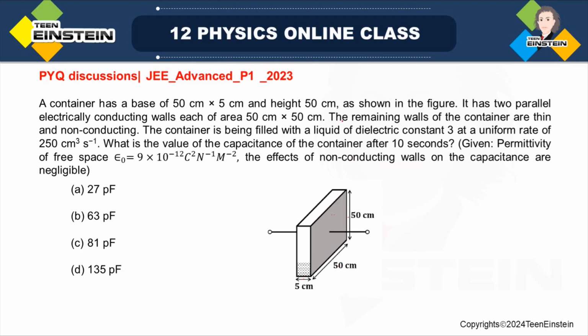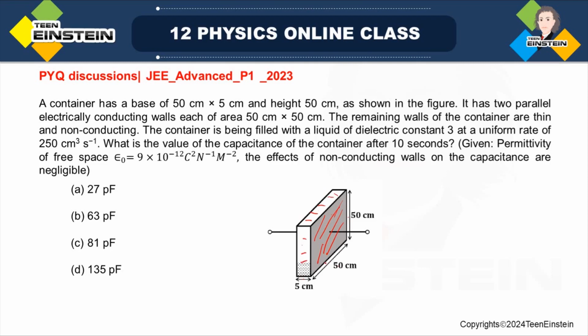It is also said that it has two parallel electrically conducting walls, each of area 50 centimeter by 50 centimeter. That means this shaded face has an area of 50 centimeter by 50 centimeter, and this face is conducting. Similarly, just the opposite face will be conducting. The remaining walls, like this one, there are 4 more walls.